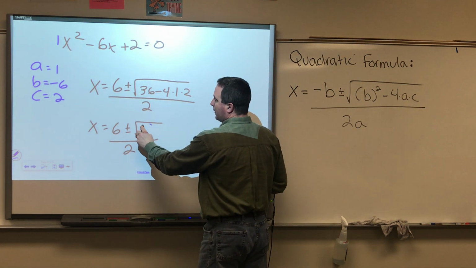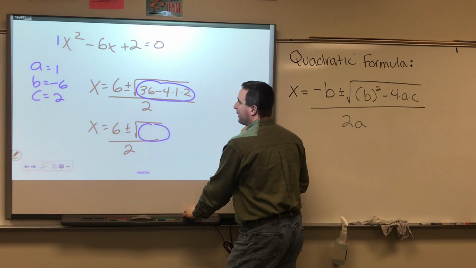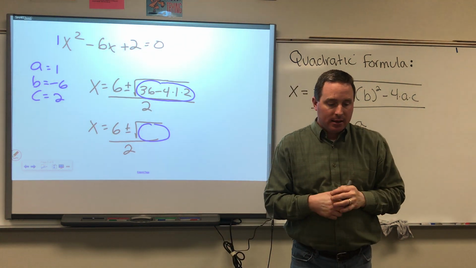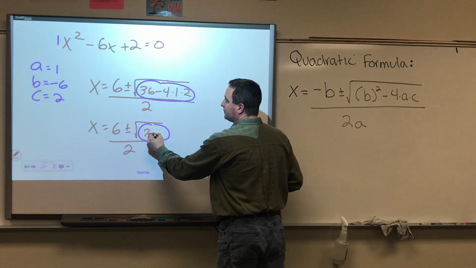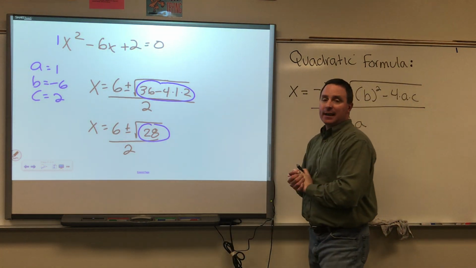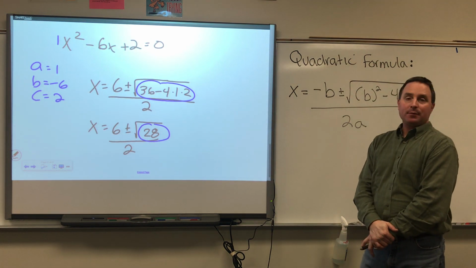And again, if I get out my calculator and try to simplify that a little bit, I think I end up with a 28 underneath the radical here. Okay, no, here's something different. 28 is not a perfect square. So now what do we do?